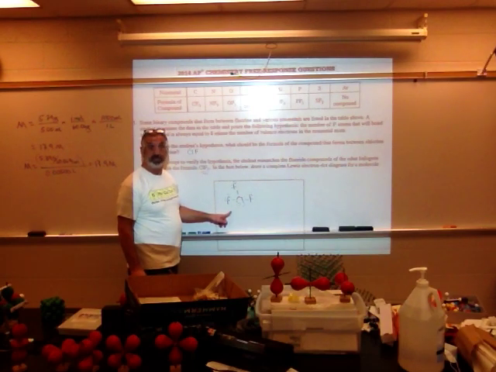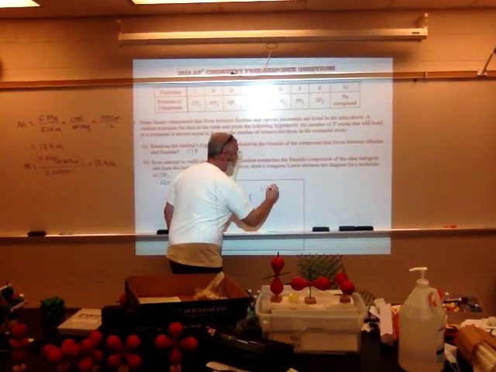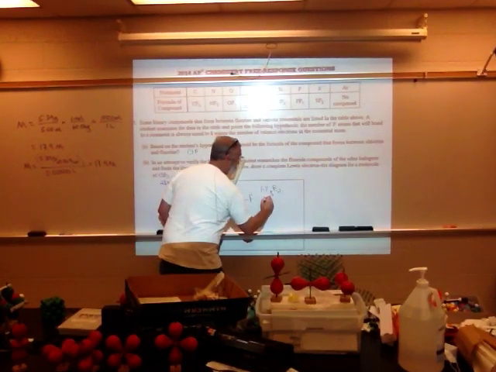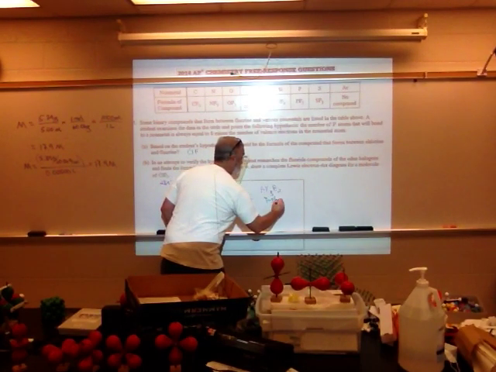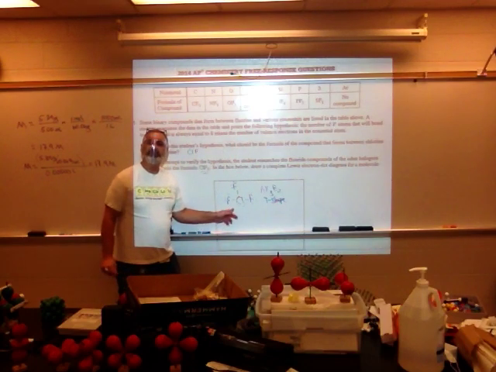AX3. Whereas this one is AX3E2. What's this shape going to be? Oh, there it tells you, T-shape. Okay? So how do we put this into words though?